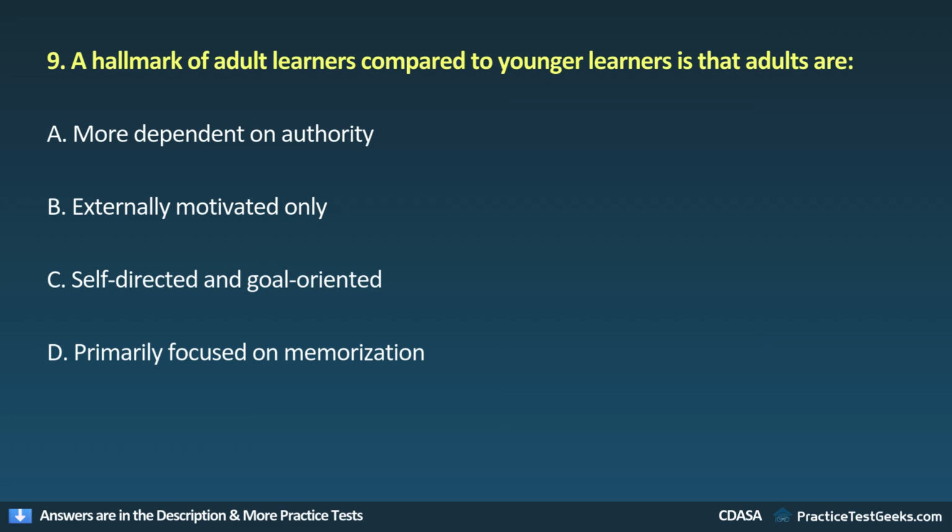9. A hallmark of adult learners compared to younger learners is that adults are: A. More dependent on authority. B. Externally motivated only. C. Self-directed and goal-oriented. D. Primarily focused on memorization.